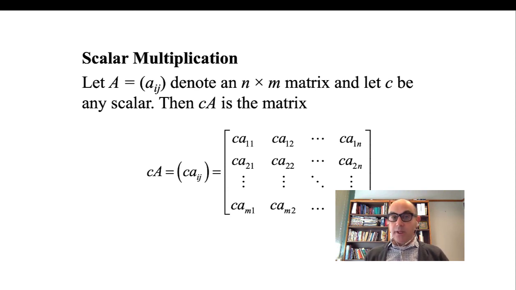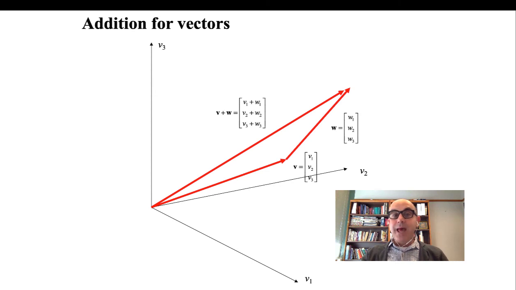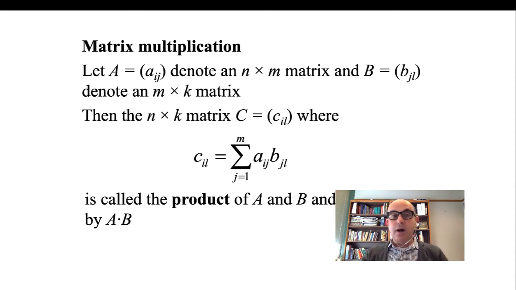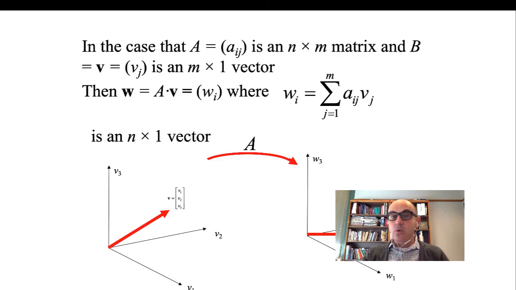Scalar multiplication is the idea that c can be any scalar. So cA is the matrix, and in this case it will represent what it stands for. In visual representation, the vector will represent the following points. So for multiplication of a vector, this is the outcome. And the matrix multiplication, this is the product of A and B, denoted by A multiplied by B, and this is the formula that we will use.